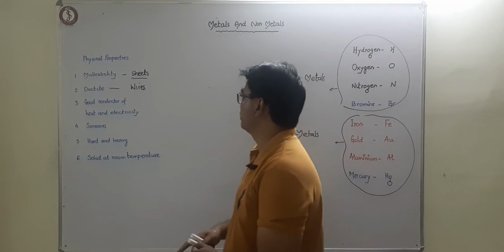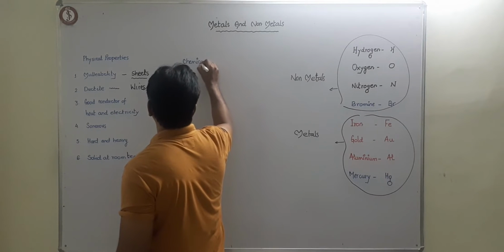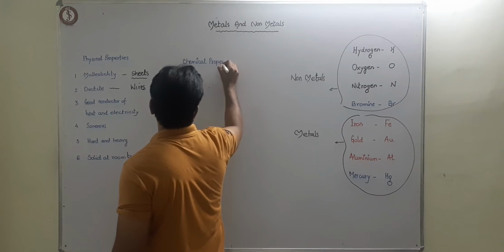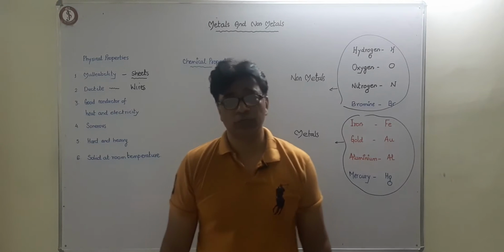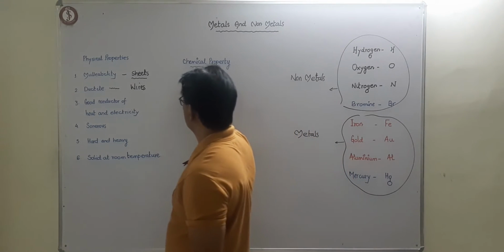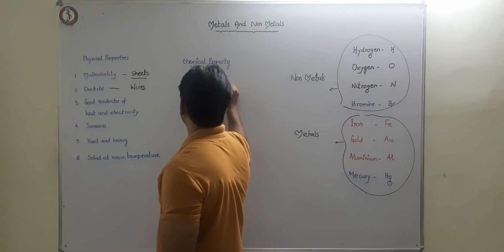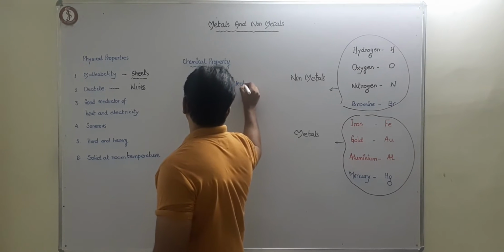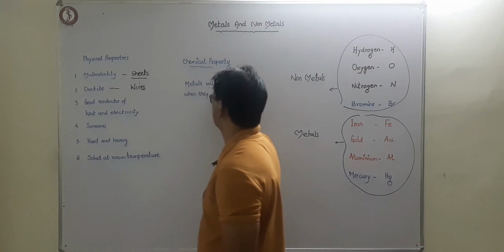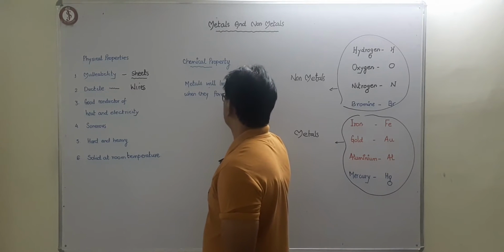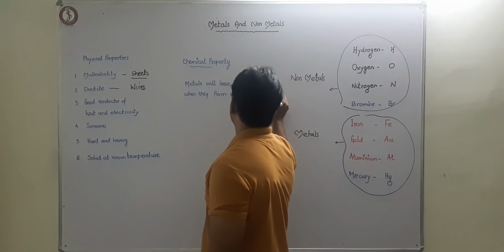But then this is physical property. If we talk about chemical property, I mean to say why you place something under the metal category and something under the non-metal category, that you have to understand. Now, chemical property means metals will lose electrons when they form chemical compounds. So this is very important.